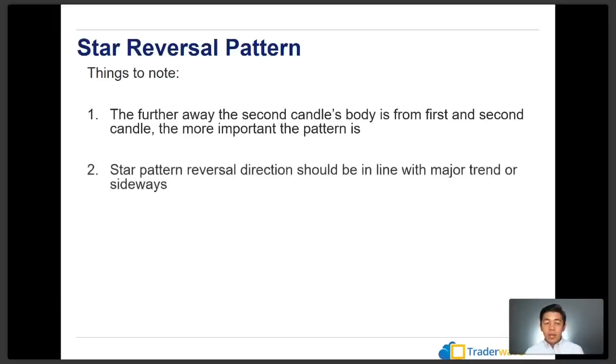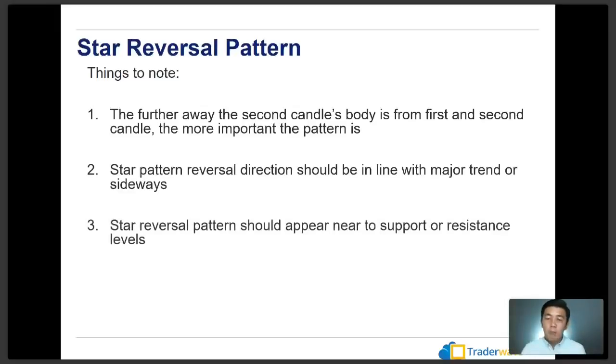A star pattern reversal direction should be in line with a major trend or sideways, which means that if you see an evening star bearish reversal candlestick pattern, you will only want to short this trade because it's a bearish reversal. So you want to short this trade only if the major trend is down. If the major trend is up and you see an evening star bearish reversal candle, then you better not try to short it. And a star reversal pattern should appear near a support or resistance level because it gives you a further confluence factor and a higher likelihood that price will continue to reverse in that direction.